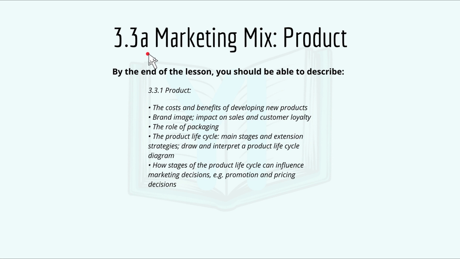But anyways, here's 3.3a, and by the end of the lesson, you should be able to describe 3.3.1 for product, which includes the cost and benefits, brand image, packaging, life cycle, and the life cycle analysis and the product influence decisions.